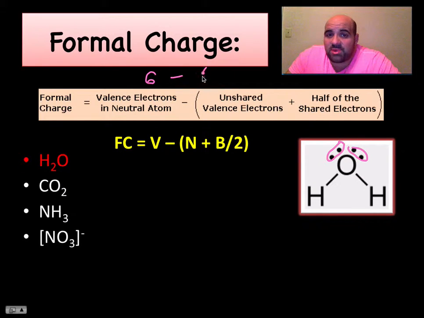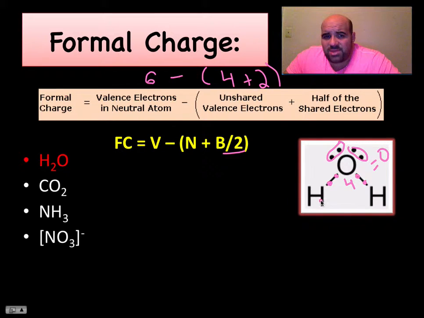So 6 minus parentheses 4 plus half of the shared electrons. Remember, each one of these bonds is 2 electrons. So how many electrons is oxygen sharing? Well, 4. And what is half of the amount of sharing? What's half of 4? B over 2. It's 2. 4 plus 2. So 6 minus 4 plus 2 is going to equal 0. So the formal charge on oxygen is 0 in this case.